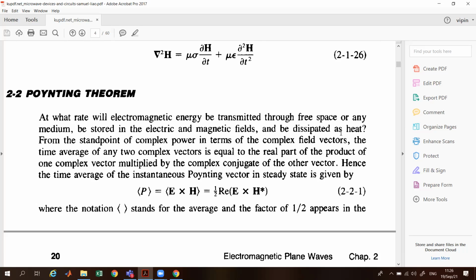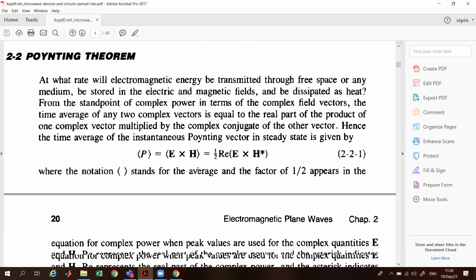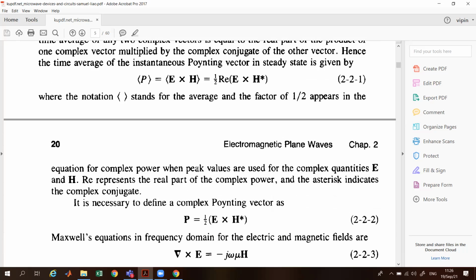So in terms of all these values, we can use the Poynting theorem to find out the dissipation of heat. From the standpoint of complex power in terms of complex field vectors, the time average of any two complex vectors is equal to the real part of the product of one complex vector multiplied by the complex conjugate of the other vector. Hence, the time average of the instantaneous Poynting vector in a steady state is given by E vector cross H vector. So we use E cross H to find the time average of the Poynting vector.